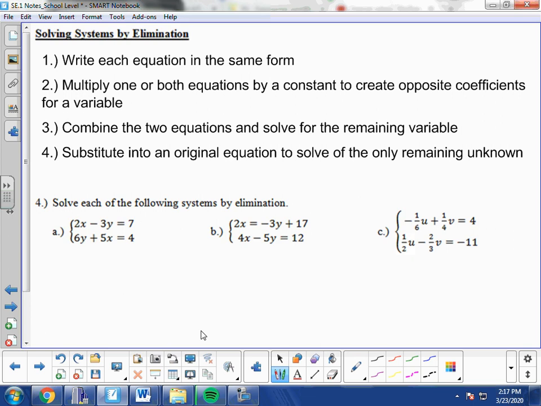Elimination is another way that we want to get down to a single variable that we can solve and then put that answer back in to come up with the other variable. So if you need to write down the steps, there they are. We'll go through the steps one by one.